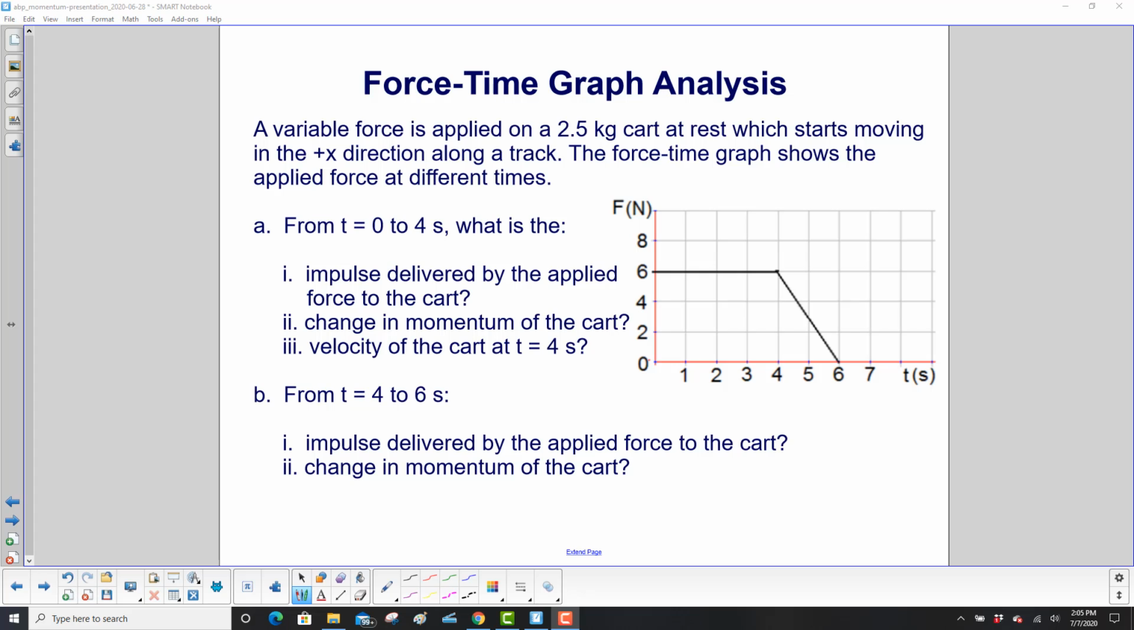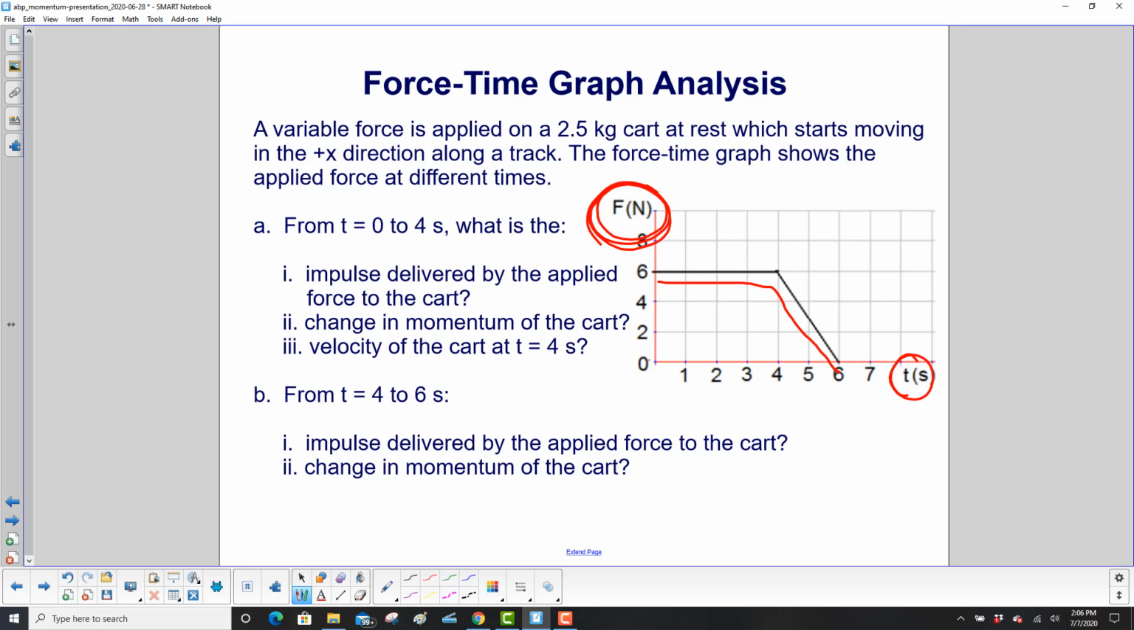Force time graph analysis. We have a variable force, and that's over here, right? It's constant for a while and then it changes. It's applied on a 2.5 kilogram cart at rest, which starts moving in the positive x direction along a track. The force time graph shows the applied force at different times. And okay, force on the y-axis, you always lead with that one, and time on the x-axis.